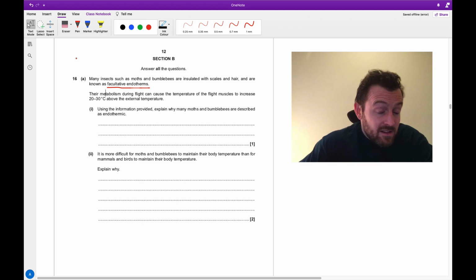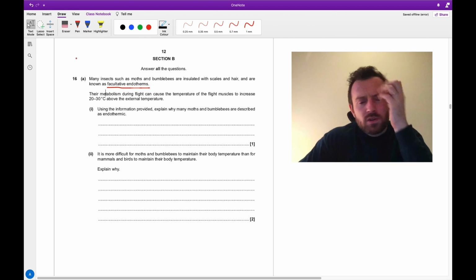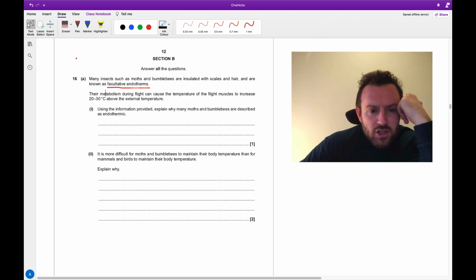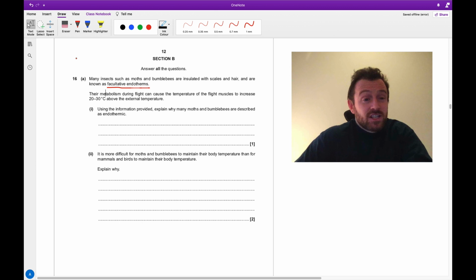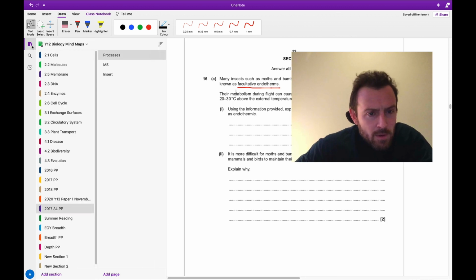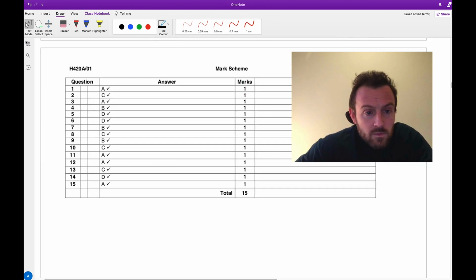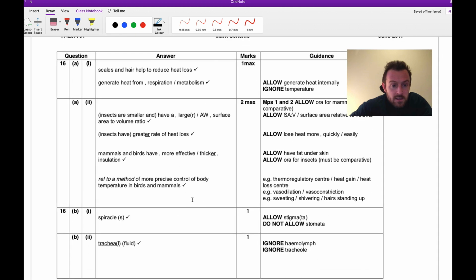Well, the first thing is that they are very small. So they have a high surface area to volume ratio, and they lose heat energy rapidly. They also cannot store as much heat energy internally because they are small. Let's look at the mark scheme and see how we did.